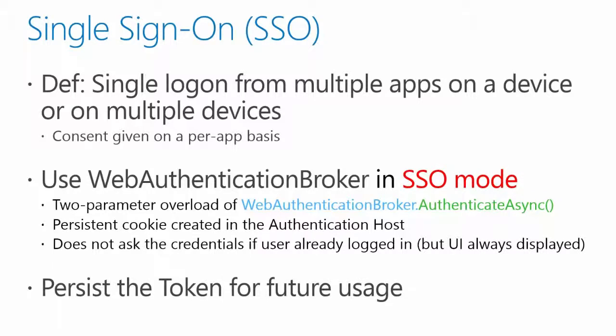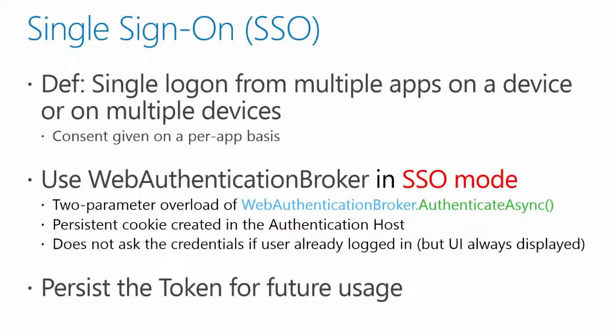Now that we know how to leverage an OAuth2 provider for authentication, we can introduce single sign-on. Generally speaking, we have single sign-on when the user is able to log in on multiple different applications, inserting the credentials only once. AuthenticateAsync has two overloads, one with two parameters and one with three parameters. The main difference is that the version with two parameters persists the session cookies.